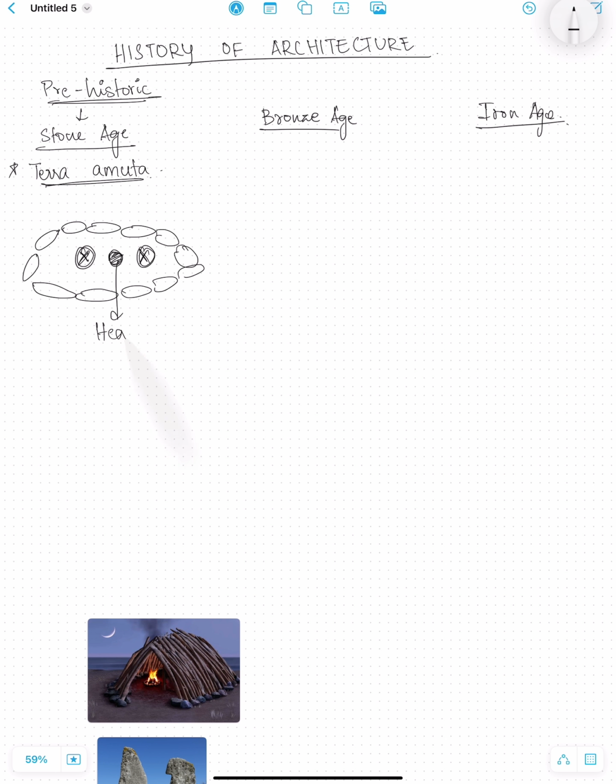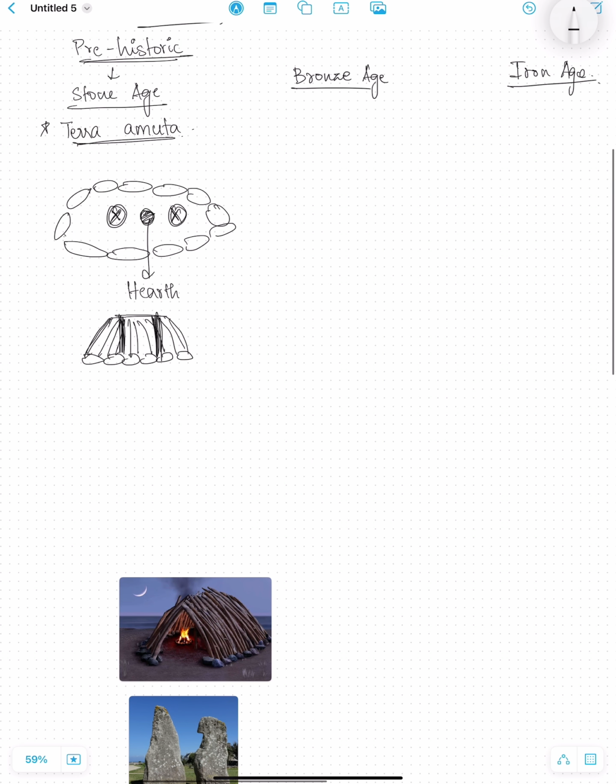Hearth is nothing but a fire pit, and they used these stones and the shafts to arrange sticks all around it, so it looked something of this sort. Stones all around, your two shafts in the middle, and they placed mammal skins or leaves on top of these sticks to form a shelter. This was Terra Amata.